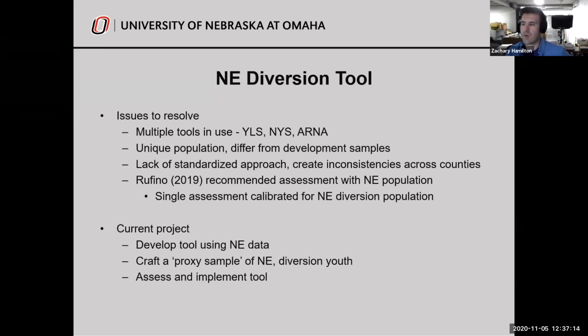And so the study that was referenced earlier by Rufino recommended that this assessment be changed in Nebraska to fit the Nebraska population, creating one single assessment that's calibrated specifically for your local youth. And so the current project that we're trying to complete is to develop a tool using Nebraska specific data. And the process that we're utilizing is what we call a proxy sample process. And I'll get into that in a little bit, but essentially what we've done is we've taken that large data set of 2,000 to 3,000 youth that Lindsay spoke about earlier, and are crafting a new risk assessment utilizing that information.